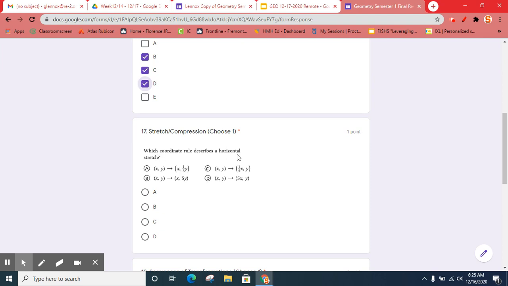And what are we looking for? A horizontal stretch. So we're going to make it larger or bigger. So we're talking about multiplying it by a number greater than 1.